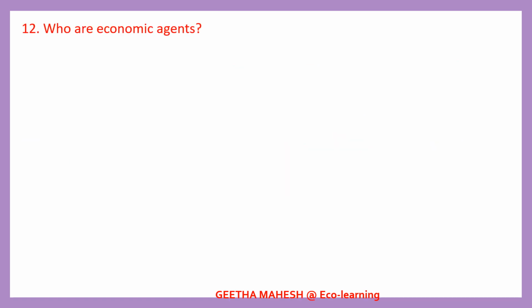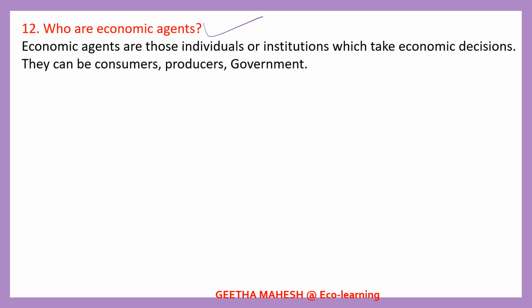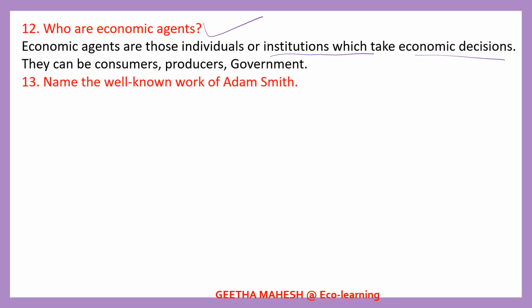ಸೊ ನೆಕ್ಸ್ಟ್ ನೋಡೋದಾದ್ರೆ, ಹೂ ಆರ್ ಎಕನಾಮಿಕ್ ಏಜೆಂಟ್ಸ್ ಅಂತಂದರೆ, ಇಟ್ ಮೇ ಬಿ ಅ ಇಂಡಿವಿಜುವಲ್ ಆರ್ ಇನ್ಸ್ಟಿಟ್ಯೂಷನ್ ವಿಚ್ ಟೇಕ್ಸ್ ಎಕನಾಮಿಕ್ ಡಿಸಿಷನ್ಸ್. ಅವ್ರನ್ನ ನಾವೇನಂತ ಹೇಳ್ತೀವಿ, ಎಕನಾಮಿಕ್ ಏಜೆಂಟ್ಸ್ ಅಂತೀವಿ. ಸೊ ದೇ ಕ್ಯಾನ್ ಬಿ ಅ ಪ್ರೊಡ್ಯೂಸರ್, consumers, or maybe a government agent.